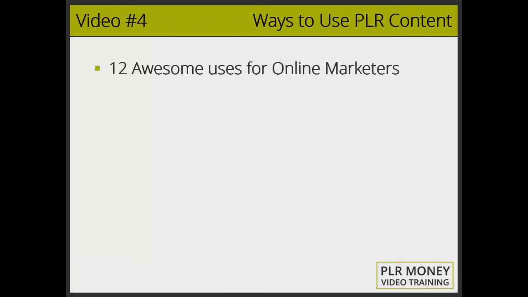12 awesome uses for online marketers. Niche-related product bundles. When you buy or create PLR content that is niche-specific, you can then offer this content as a bundle. Instead of one article or manual, your customers get a group of materials at a discounted price.